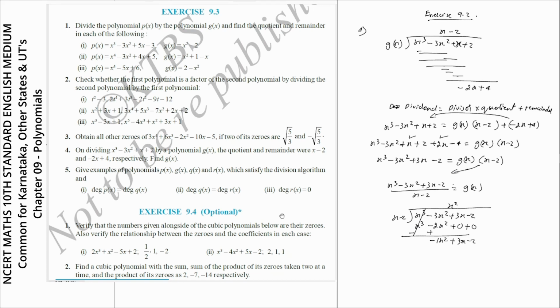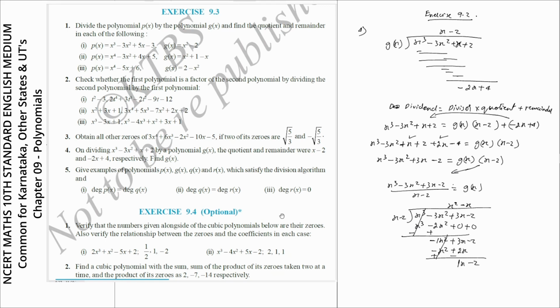Now what can I do? I'll multiply by minus x. So minus x into x square is minus x cube, then minus x into minus 2x is plus 2x. Now change the sign. Everywhere I need to change. Plus becomes minus, minus becomes plus. So plus x square minus x square will get cancelled here. So plus 3x minus 2x is plus 1x. Okay, plus 1x here, minus 2.